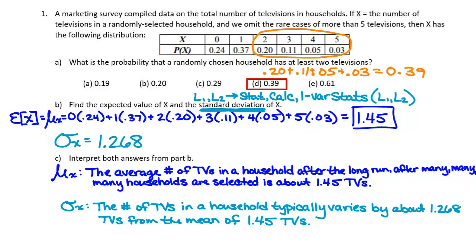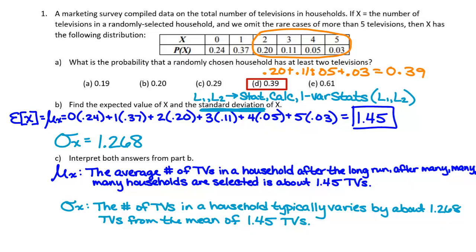Standard deviation tells us about variability. So on either side of 1.45, about 1.2, 1.3. So I wouldn't be surprised if somebody had a number of TVs anywhere between like 0 and 3. The average is 1.45, going down and up from there. We're sitting about 1 to 3 TVs is what would be typically found.